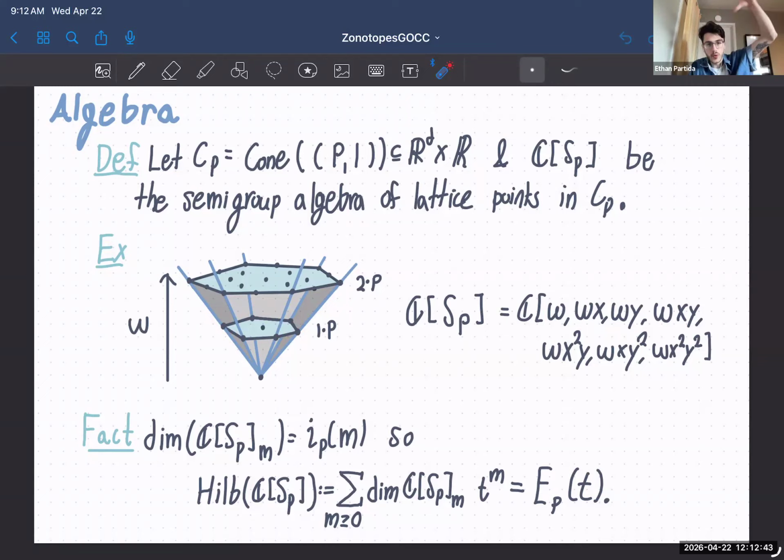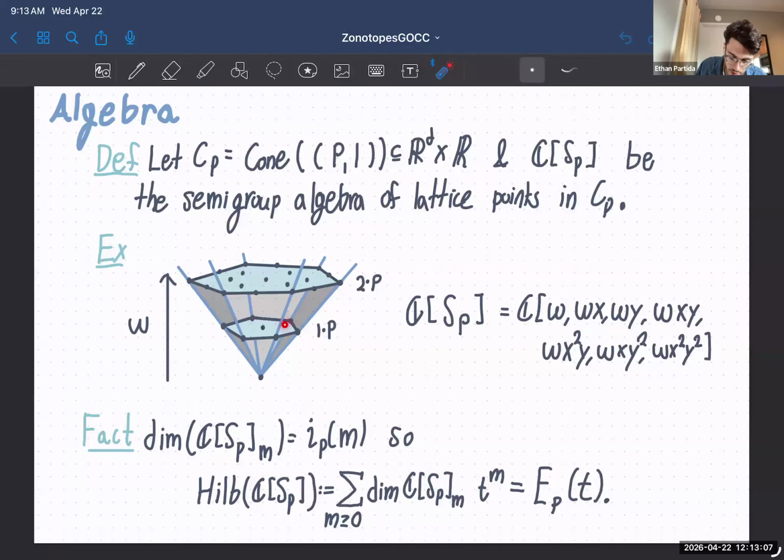And then you should take the cone over that polytope. So take all rays emanating from the origin which pass through that polytope at height 1. And this will be some convex body. And then I want to let S of P be all of the lattice points in this convex body.